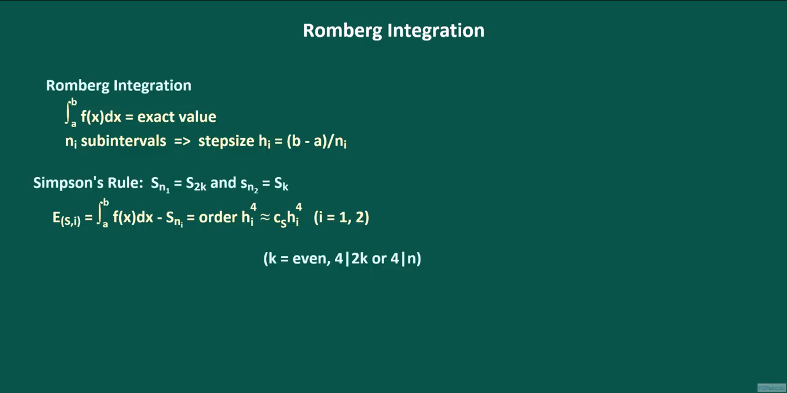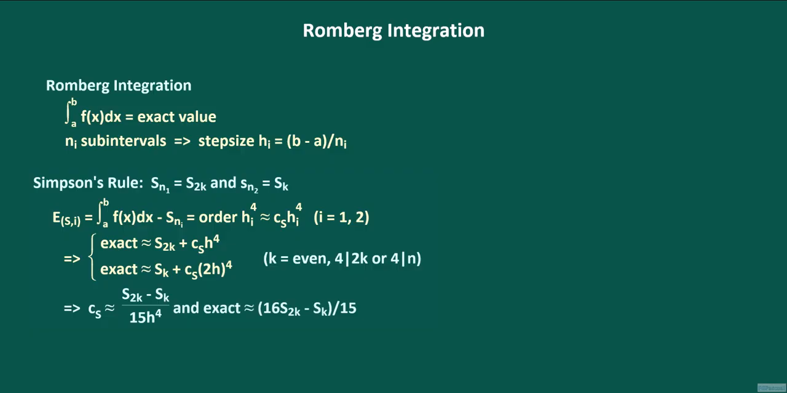With n sub 1 equal to 2k and n sub 2 equal to k, we get this system of approximate equations. This system of equations gives us these formulas for c sub s and the estimate for the exact value of the integral. This is Romberg integration's improvement of the Simpson's rule estimates s sub 2k and s sub k.